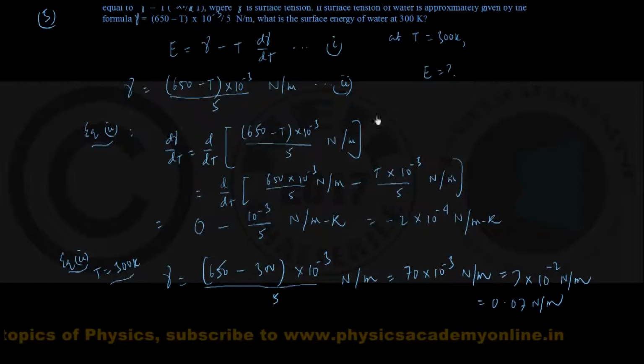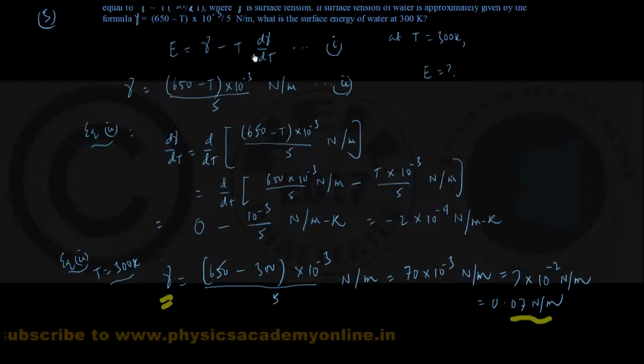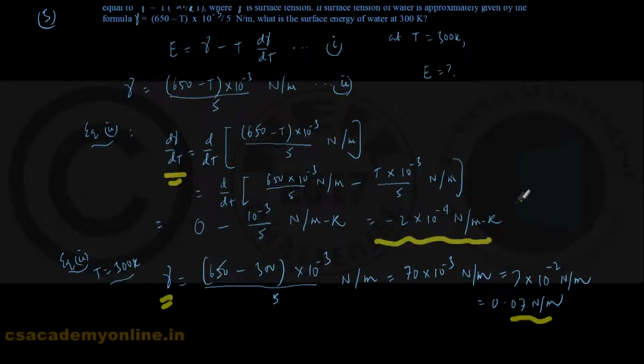So you have got at temperature of 300 Kelvin, surface tension of water gamma is 0.07 Newton per meter, and we found the rate of change in surface tension with temperature is independent of temperature, that is minus 2 into 10 to the power minus 4 Newton per meter per Kelvin. So let us put these two values in equation number 1 and see the surface energy of water.